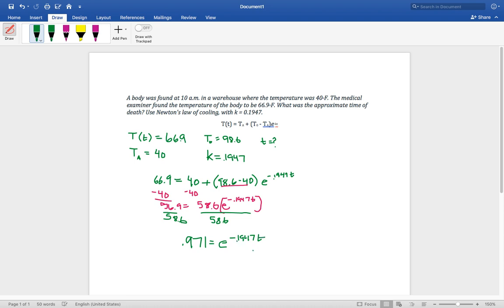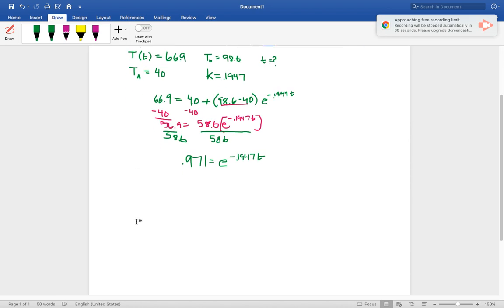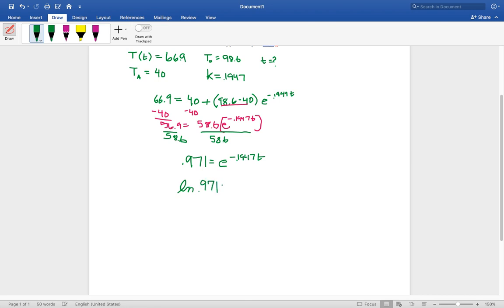All right, now I need to get t by itself, but it's up there in the exponent. So this is when we use the logs, okay? So I can say log, because I have to do the same thing to both sides, and I'm using the natural log because I've got e involved here, equals log of this side.